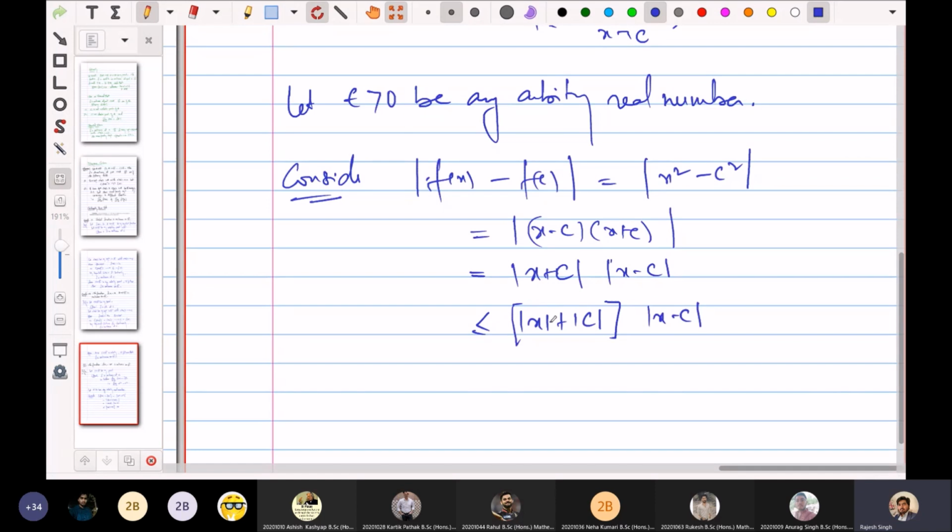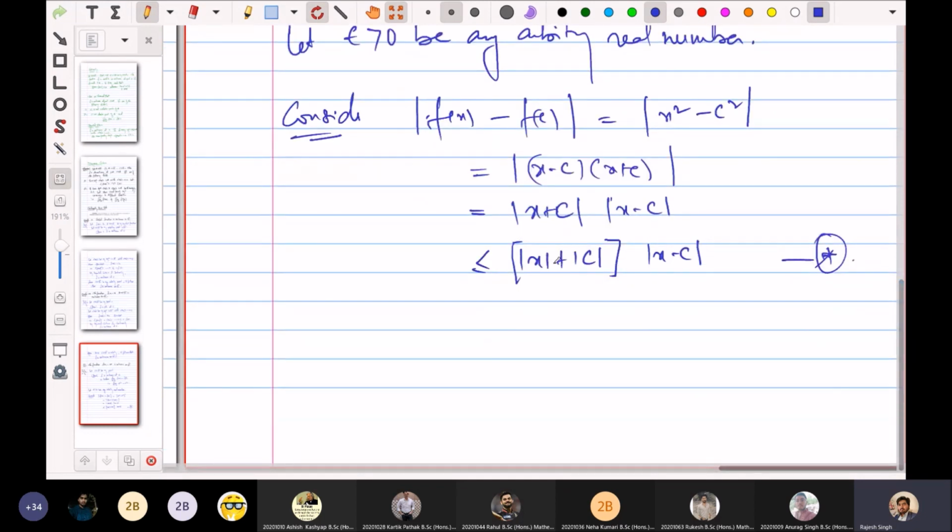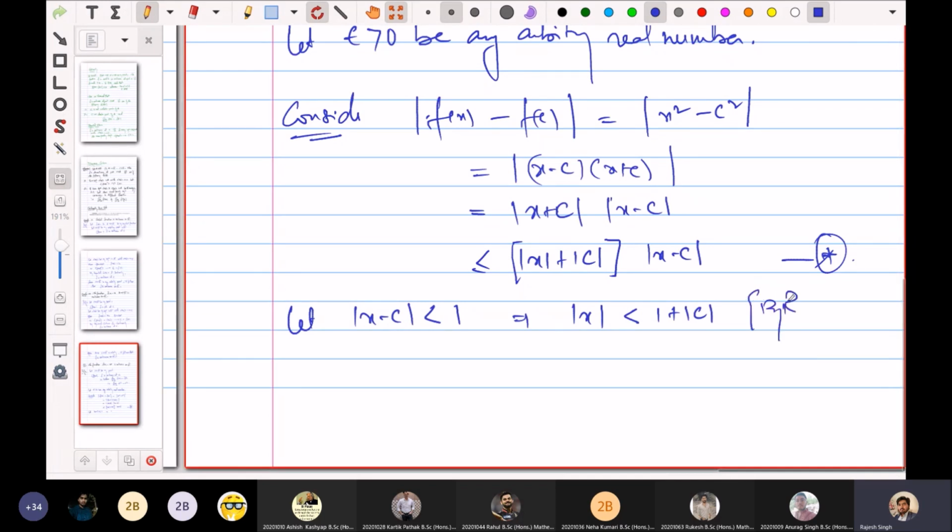Now because x is in the numerator, we can use any bound on x minus c. If it were in the denominator, we would have to take the bound in terms of c, but if x is in the numerator, we can use any real number as a bound. So let mod x minus c be less than 1. So this implies mod x is less than 1 plus mod c by the reverse triangle inequality. Fine?